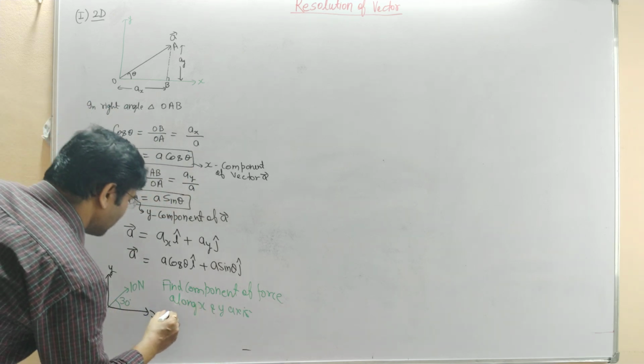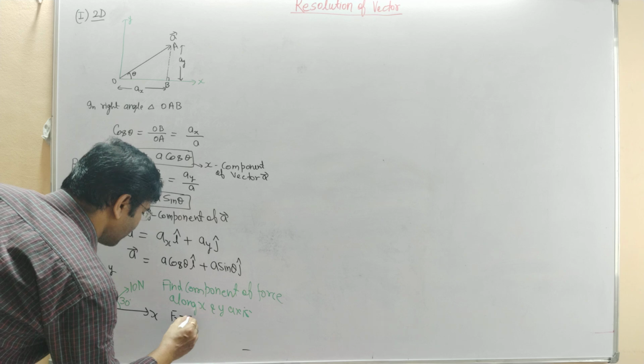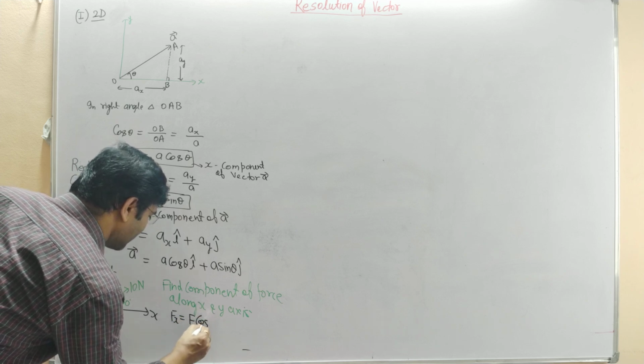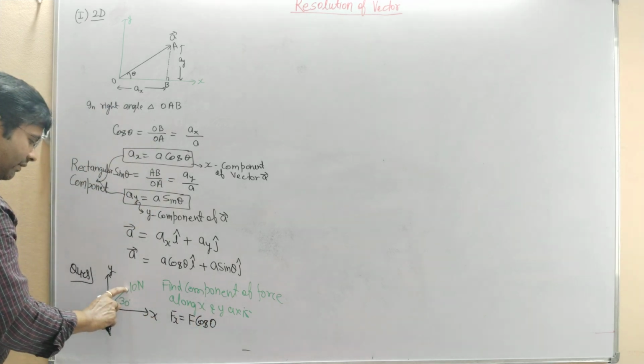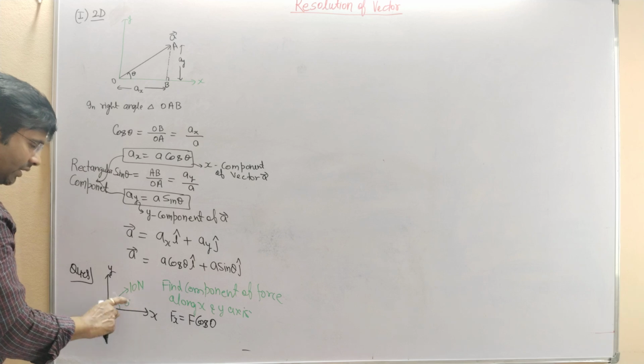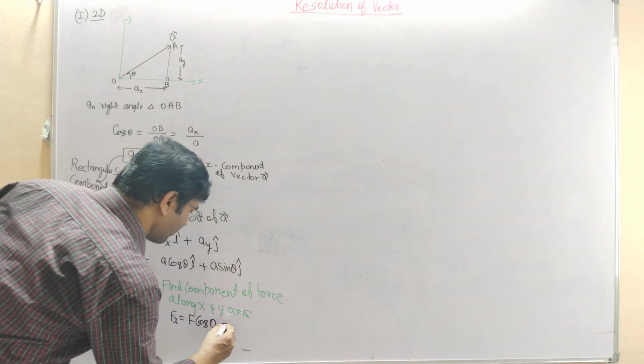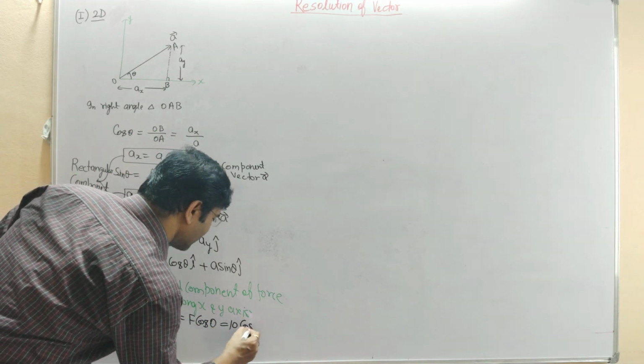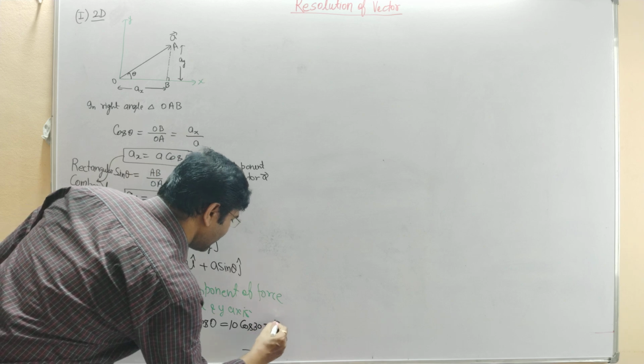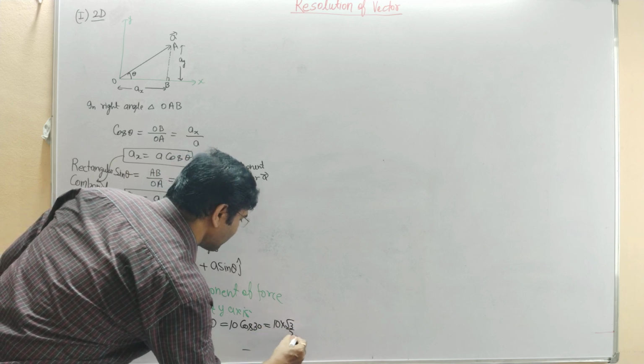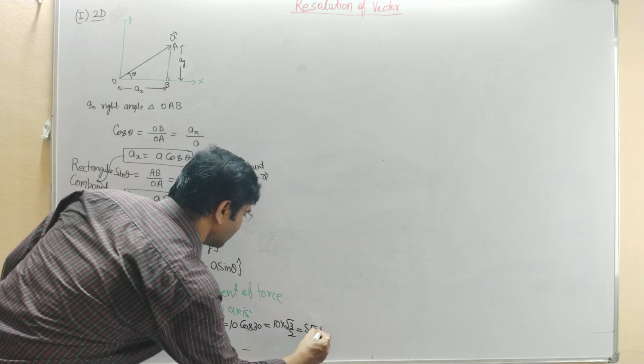Along x, the component will be Fx, that would be F into cos theta, because this vector is F and this vector makes angle 30 degree with x-axis. So we can write here F cos theta. So this is F into cos 30. This value will be 10 into root 3 upon 2. So this is 5 root 3 Newton.